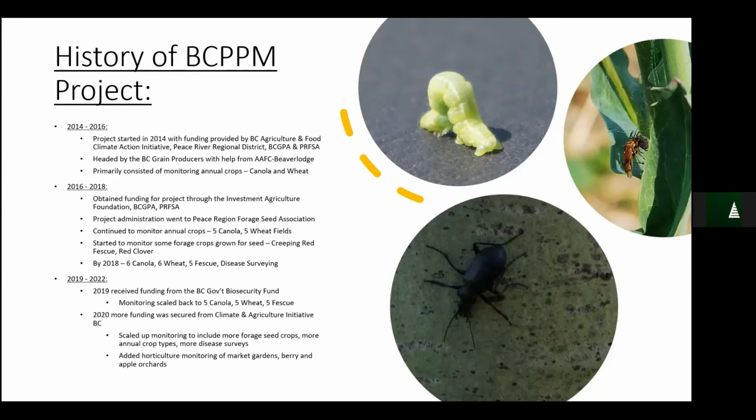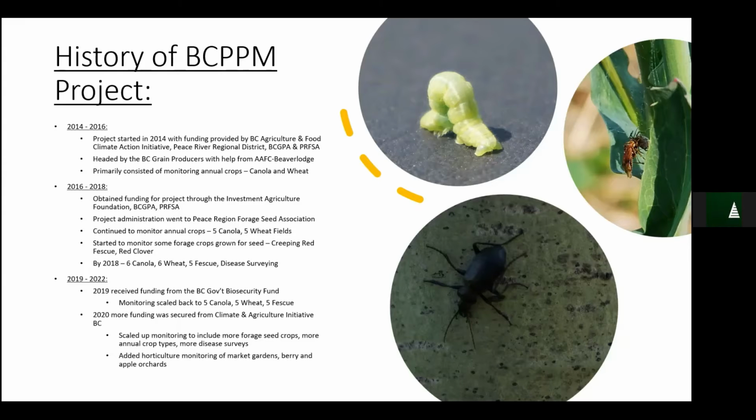And then in 2020, we got a bit of an influx of money into the program, where we secured some money from the Climate and Agriculture Initiative. We were able to scale up our monitoring to include more forage seed crops, more annual crop types, and increase some disease survey work that we wanted to do. And we could hire a student.